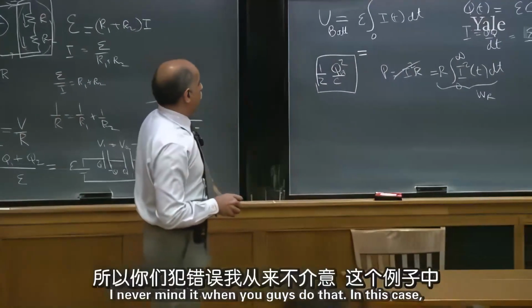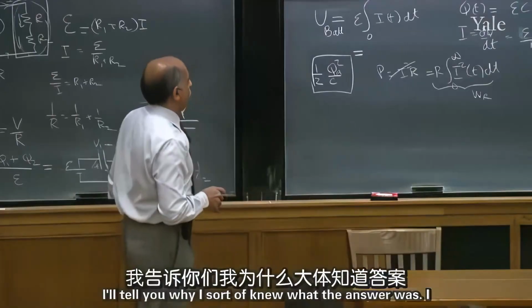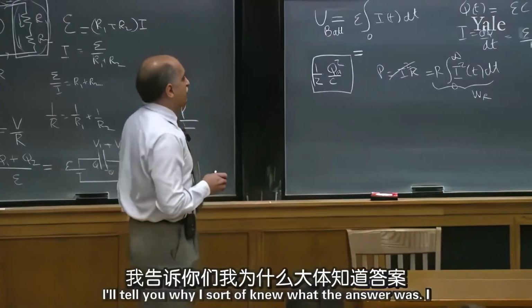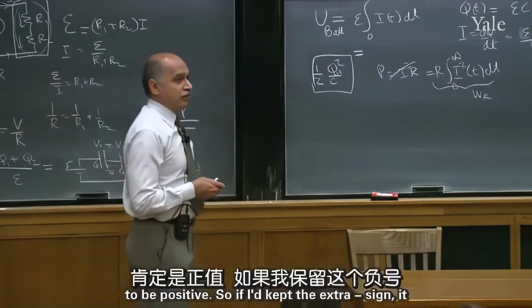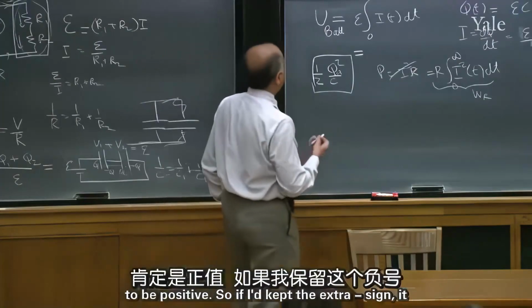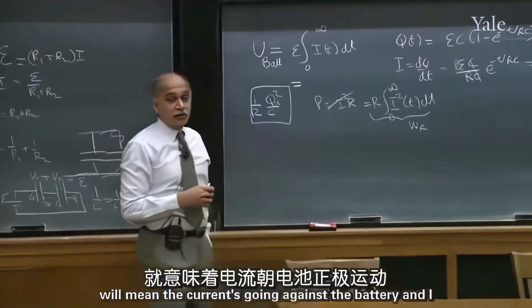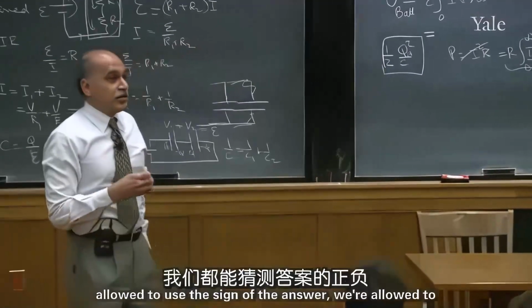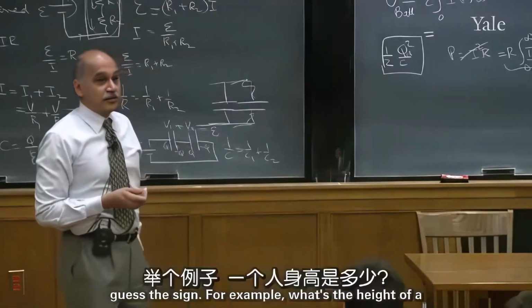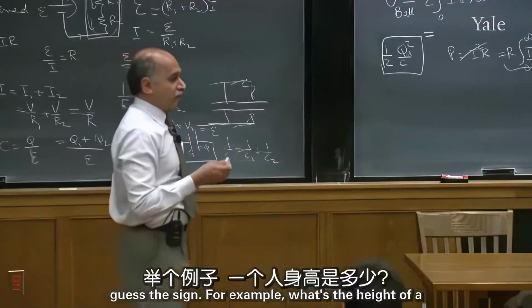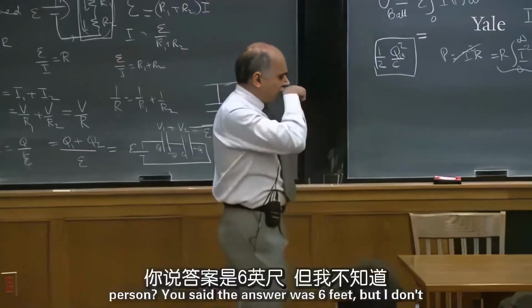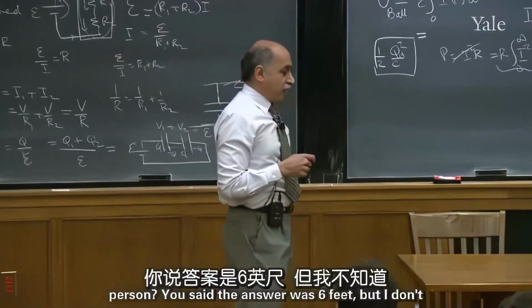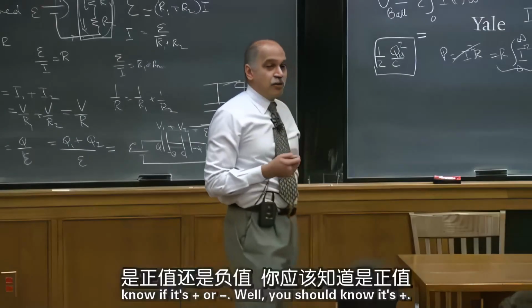So in this case, I'll tell you why I sort of knew what the answer was. I know the answer is positive because the current is going to be positive. If I had kept that extra minus sign, it would mean the current is going against the battery, and I would know that doesn't work. So quite often, we are allowed to use the sign of the answer. We are allowed to guess the sign. For example, what's the height of a person? You said the answer was 6 feet, but I don't know if it's plus or minus. Well, you should know it's plus.